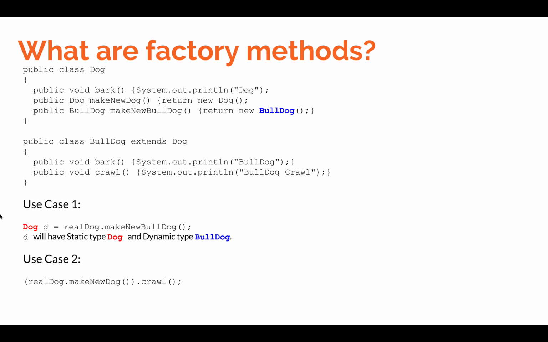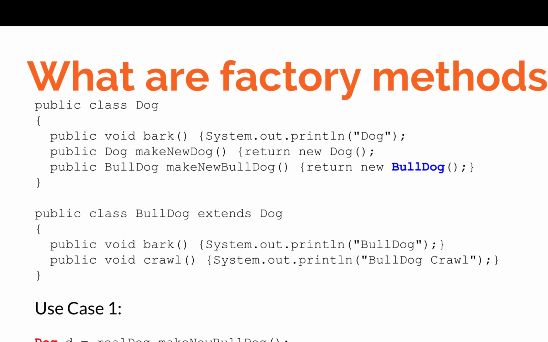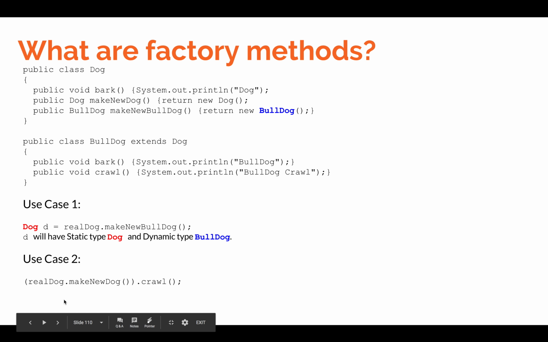There's a second use case which is a little weirder. realDog.makeNewDog(), whole thing in brackets, dot crawl. Okay, so I'm not assigning the result of realDog.makeNewDog to any variable. I just use it directly.